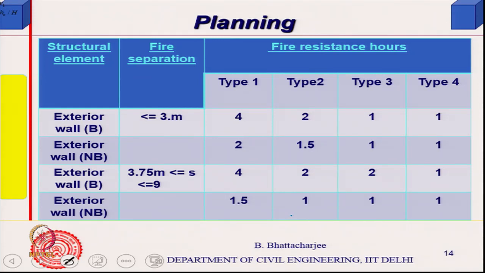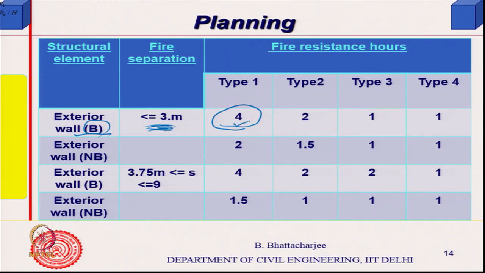Okay. So, continuing from where we stopped, the National Building Code gives you fire separation values. I have just picked up a portion of the National Building Code. For example, if it is a structural element, a wall, and it is load bearing (B stands for load bearing), the minimum fire separation should be 3 meters. If the fire separation is less than or equal to 3 meters, you need, for type 1 construction, 4 hours of fire rating.